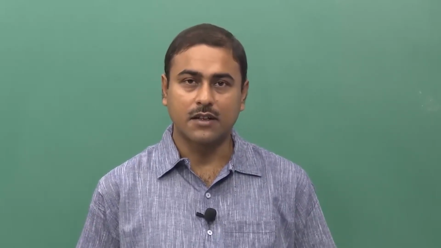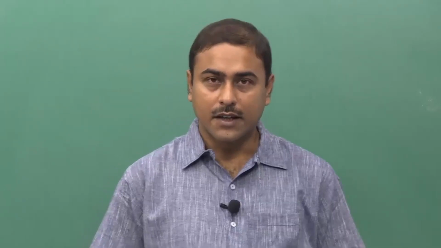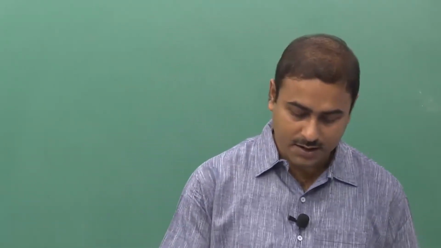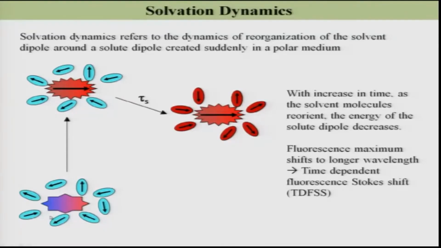In the ground state, the solvation structure by the solvent molecules was different than in the excited state. Because the solvent reorientation is not instantaneous, I would get a different solvated state as a function of time. That is what I was discussing last day. Suppose this is my solvent dipole, this is my solute over here, and this is the random orientation of the solvent molecules. These are the solvent molecules.